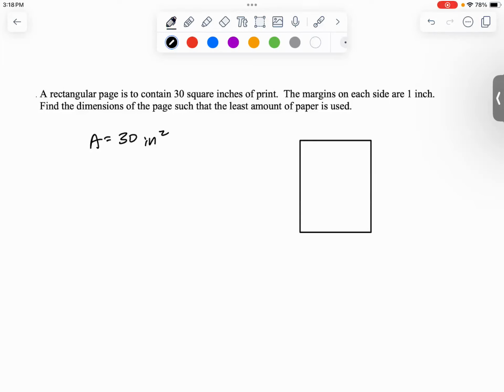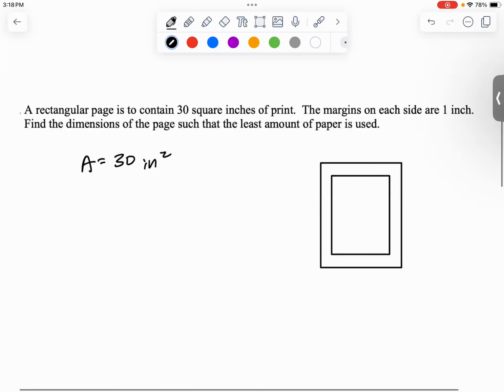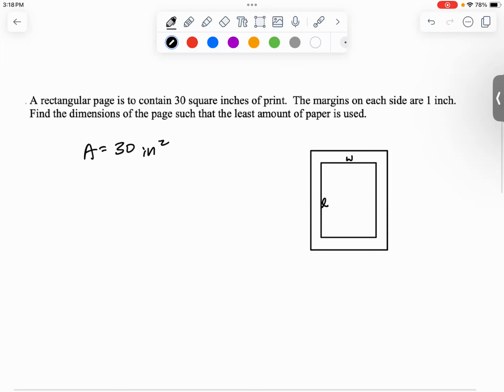So that means we have this part right here. Okay, and so we have the width and the length. We want to find out the dimensions of the page such that the least amount of paper is used. Okay, so how do we set up this equation? Well, the first thing is to find out how we can describe the big length and big area.